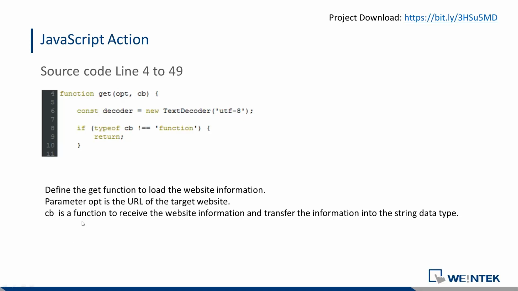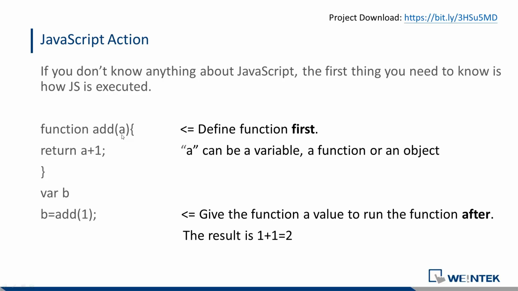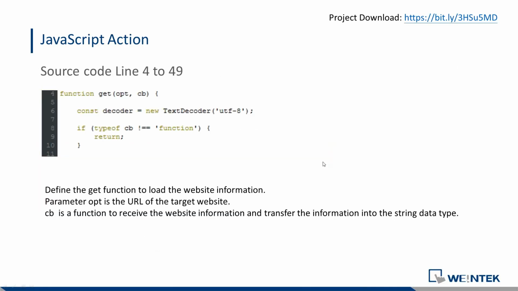The CB is also not a variable. It is a function. Remember what I just explained here, that the A here is not necessarily only a variable. It can also be another function. So the CB here is a function that will receive the website information and transfer this information into the string data type. The CB part will be quite complicated because it needs to do a lot of things. You need to get the information, the parameters from the website, and it will transfer all this information into string data type.